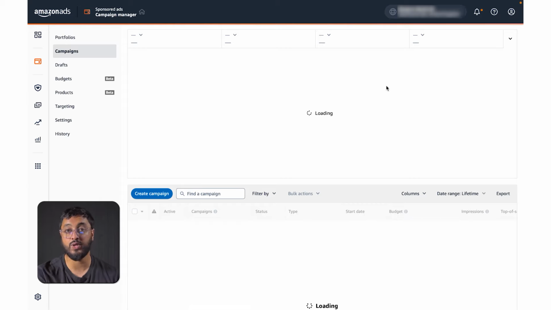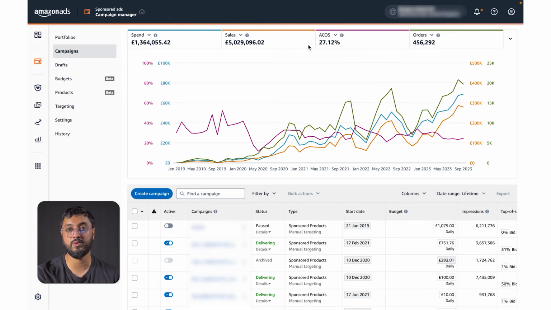overall ACOS. So as you can see here, on this account in the last 30 days, I've spent over £1.3 million of my own money on advertising and generated close to £5 million in sales with a nice cool ACOS of 27%. So I know a thing or two about selling on Amazon and running PPC.